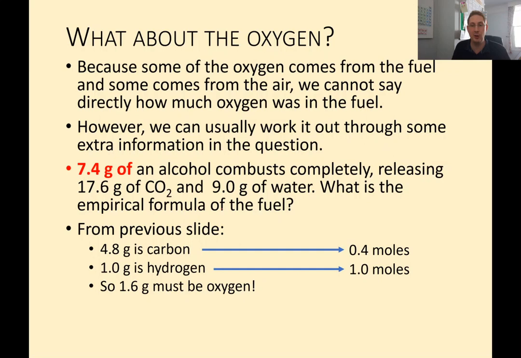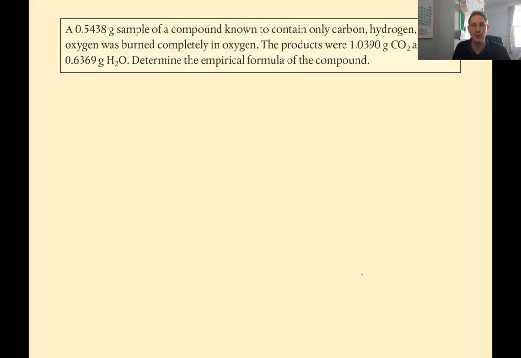So therefore, we can work out the ratio of the number of moles. We know that there's 0.4 moles of carbon, 1 mole of hydrogen, 0.1 moles of oxygen. We need to put this into a ratio. Simplest thing, divide by the smallest number. And we can see that the ratio is 1 to 10 to 4. In other words, C4H10O.